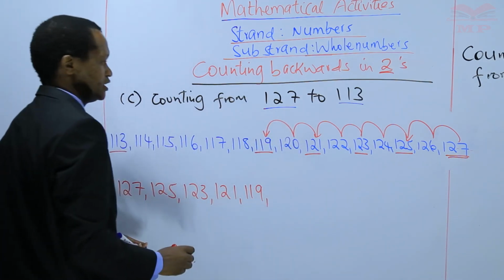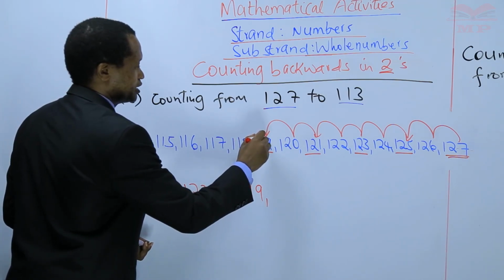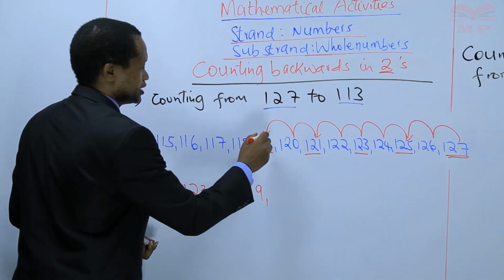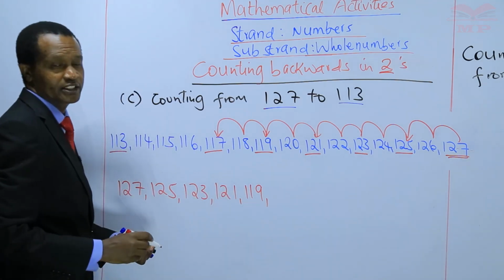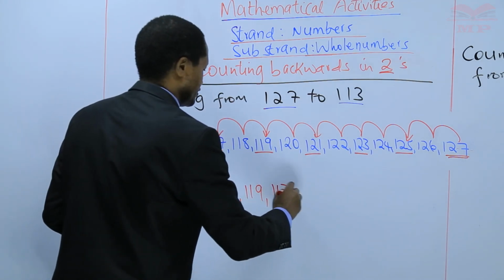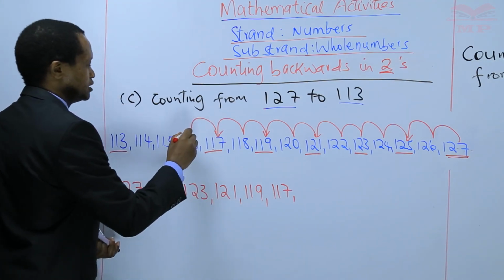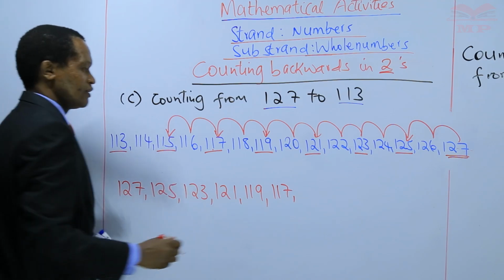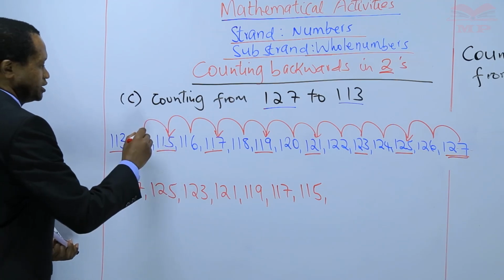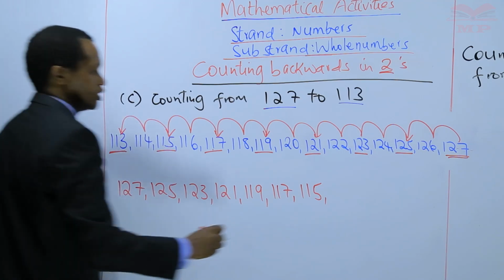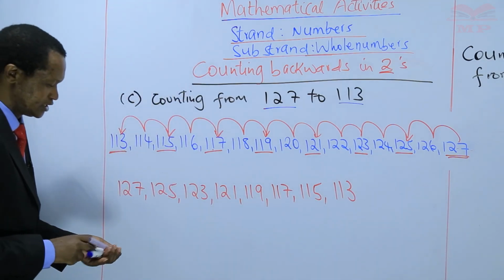We write 119. Next, learners, don't sleep, please. Learners, I want you to pay attention. After 119, you have 1, 2. This one is number 117. After 117, we move backwards 2 times. 1, 2. We arrive at 115. Then lastly, 1, 2. The last number here is 113. So this is the answer.